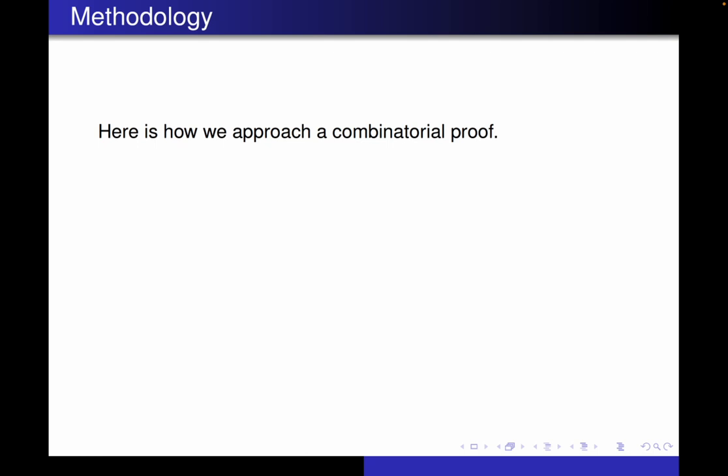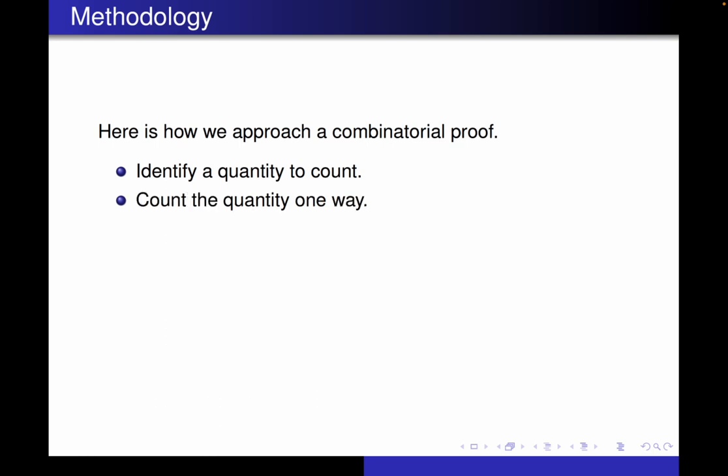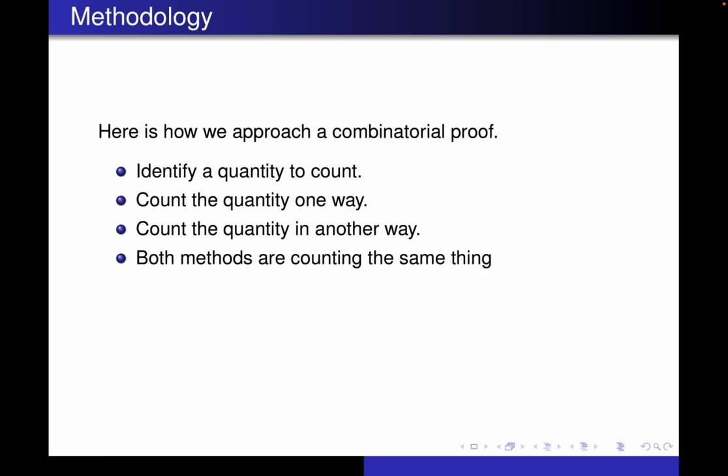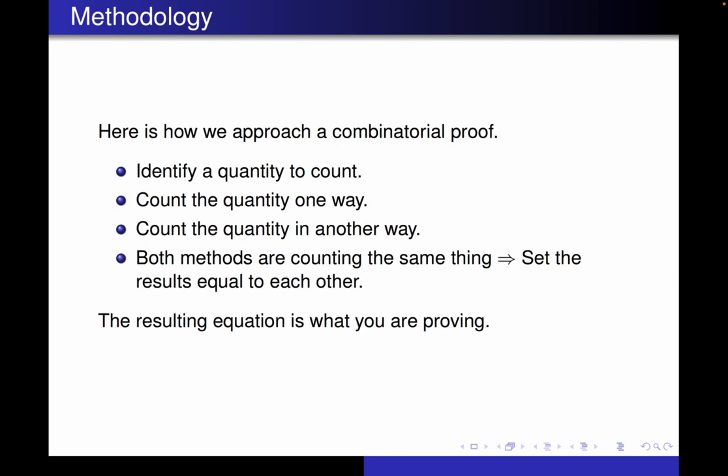All right, so here's how we tend to approach a combinatorial proof. We identify a quantity to count. We count it in one way. Then we count the exact same quantity but in a different way. Since both methods are counting the same thing, they're literally the same number, which means we can set the two results equal to each other. That gives us an equation that is true. The resulting equation, when you set the things equal to each other, is what you are proving.